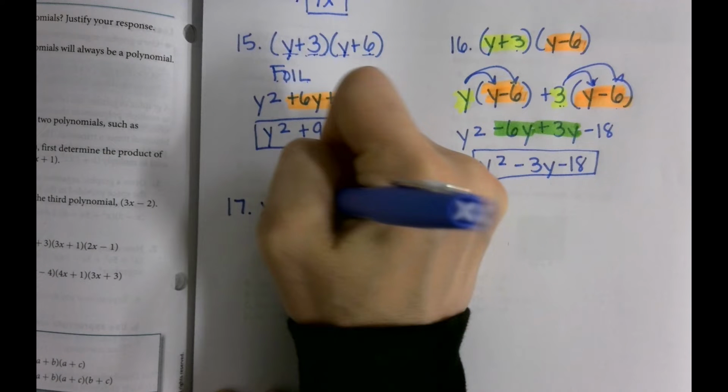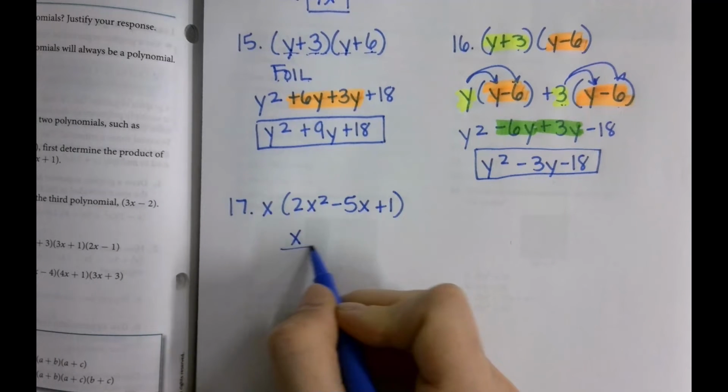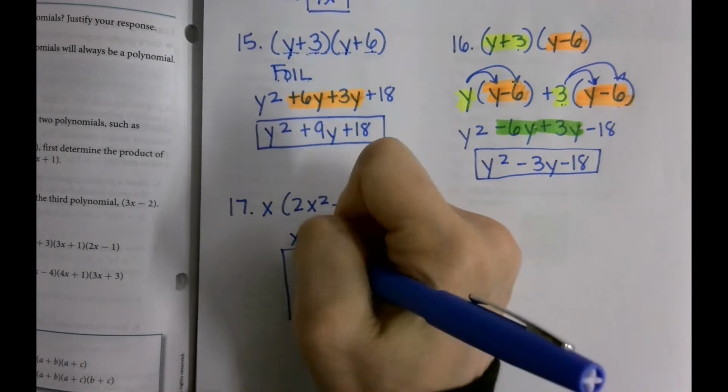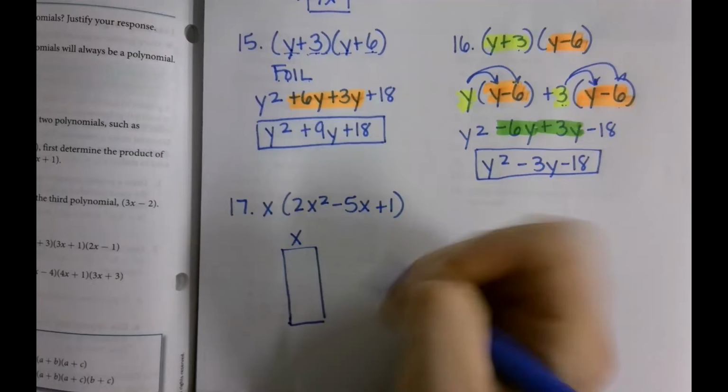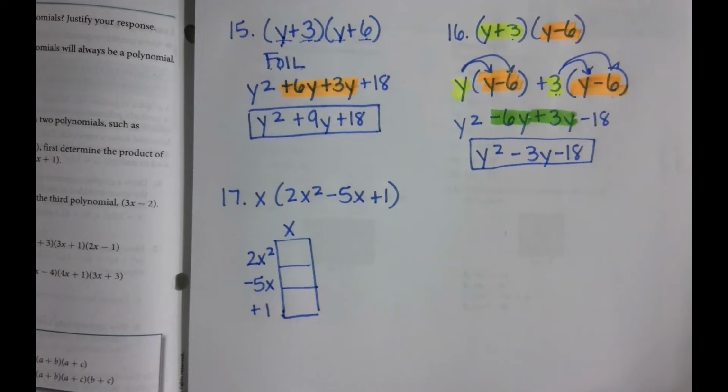Number 17. x times 2x squared minus 5x plus 1. So let's try the box method again. So x is my one term on the outside of the parentheses, so I'm going to put that at the top. Then I have 3 terms, so I'm going to put 2x squared.